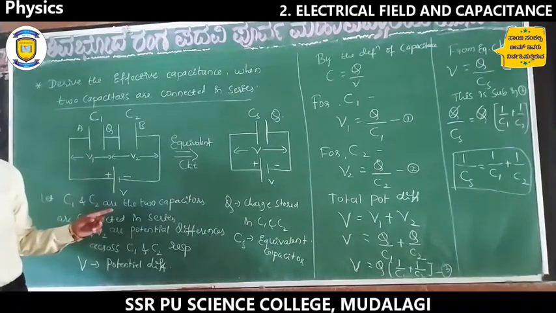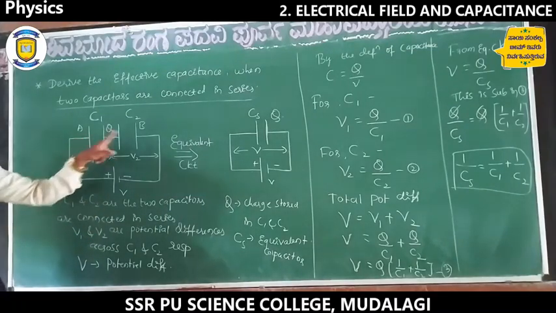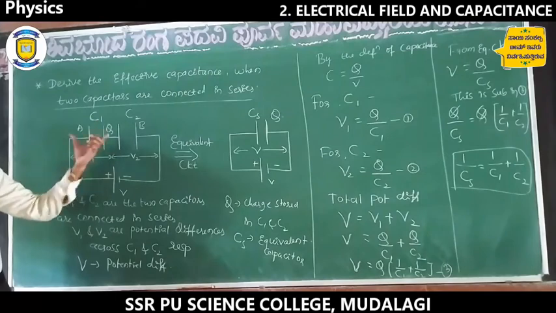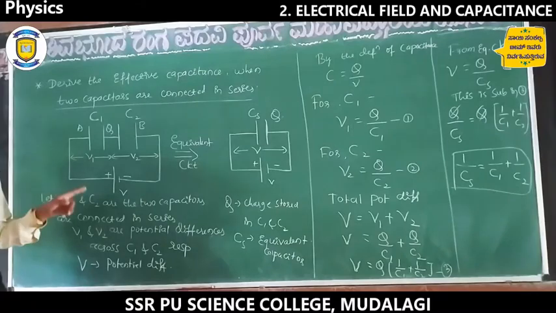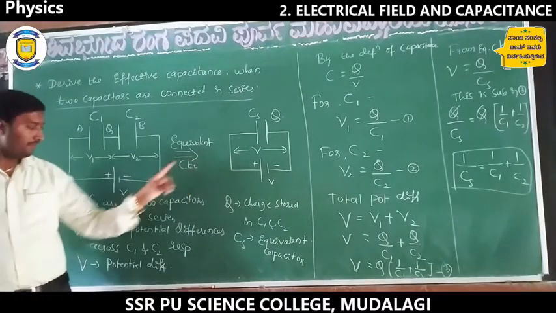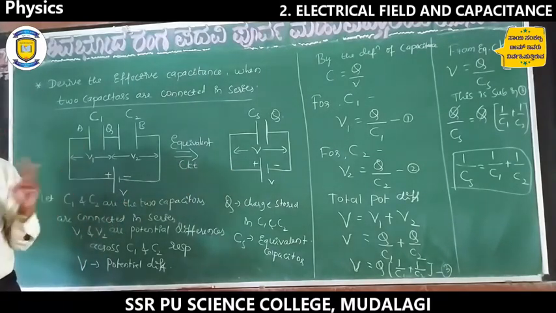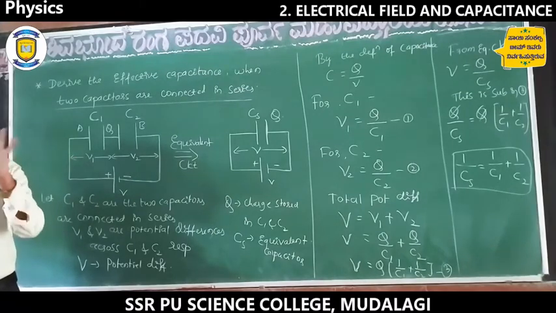Look what happens now. C1 and C2 are the two capacitors in series combination. This is the series connection. Okay, next, this is the equivalent circuit. Here, in series combination the charge is the same, and the potential difference is different.